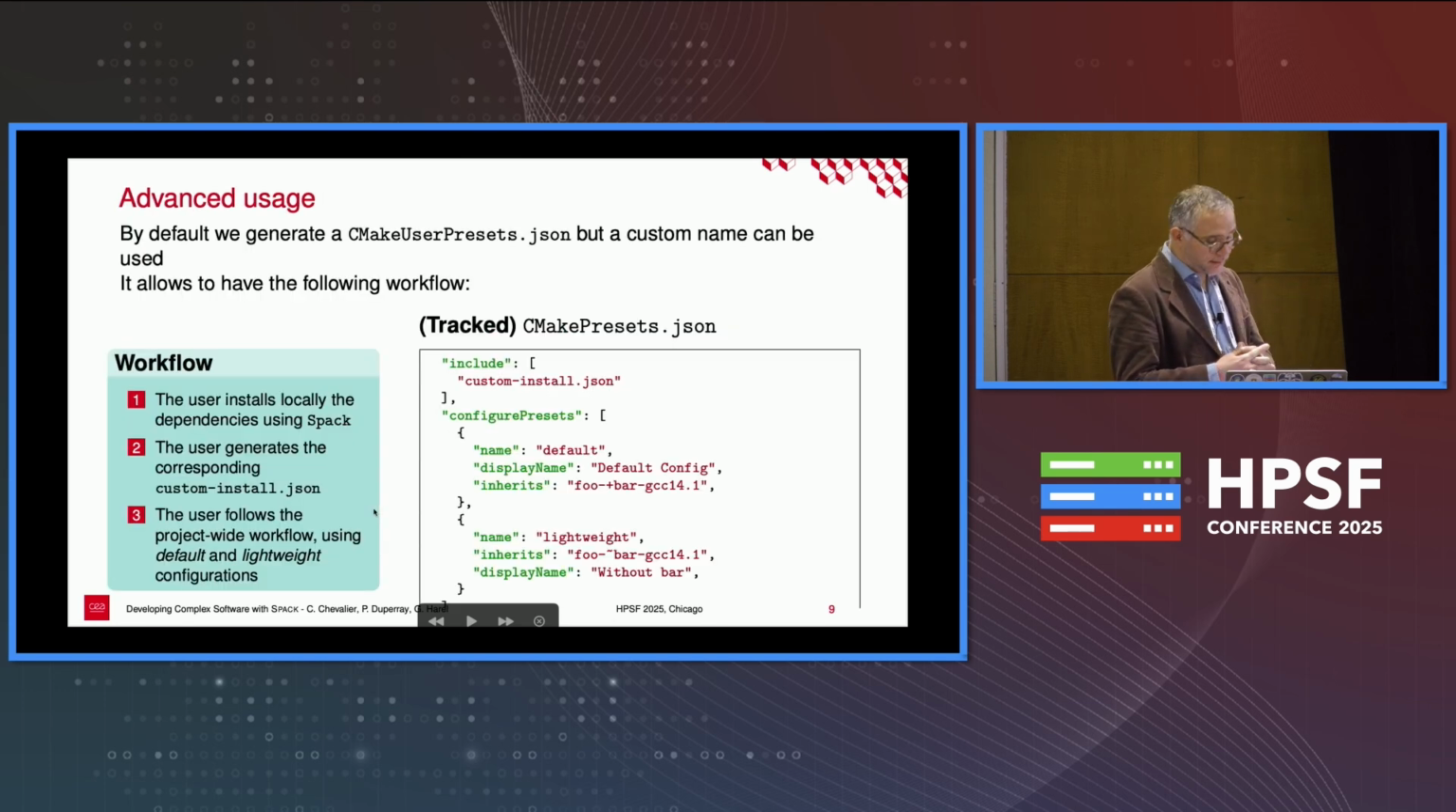For more advanced usage, what we do is we still use Spack and Spack environments to install dependencies, but now when we generate the CMake presets, we choose another name, and the main CMake preset will include this one. So here we can prescribe in the project what are the useful configurations for the user, and the user can have a script that will set up all his dependencies with Spack.